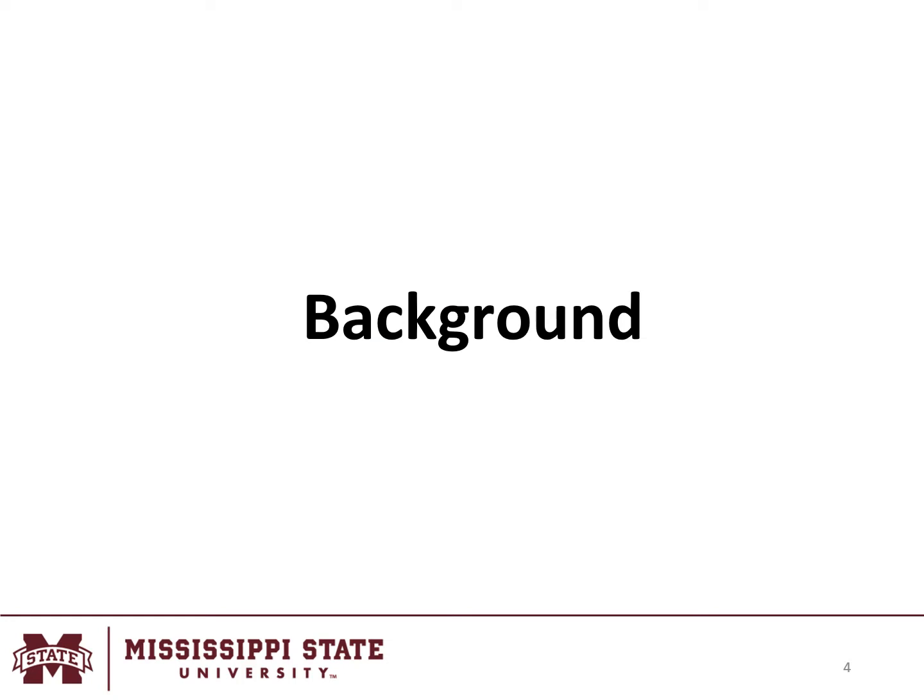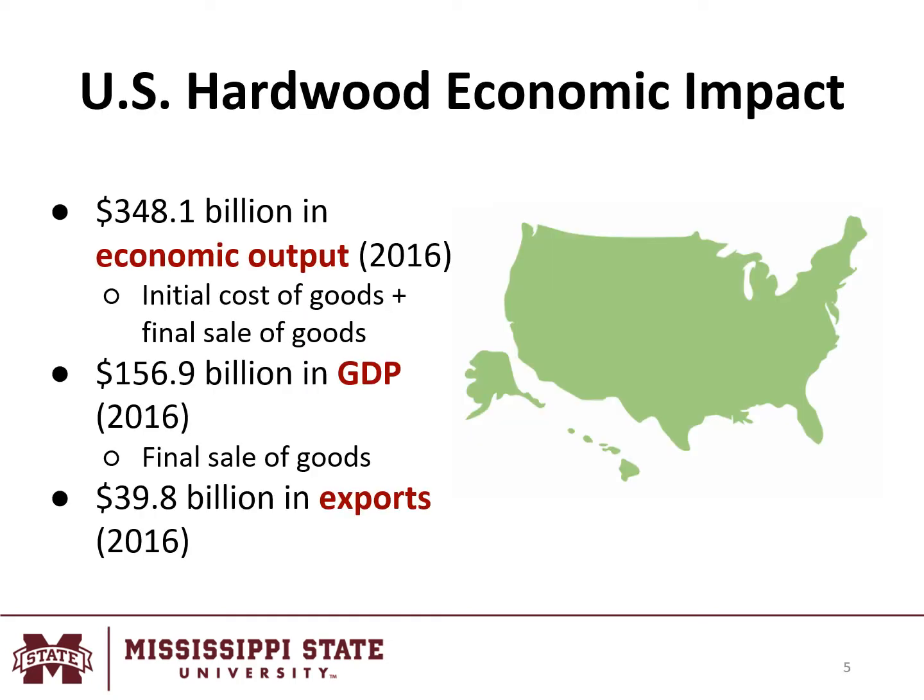I would like to begin by highlighting some background information for this project. The United States hardwood economic output was a little over $300 billion in 2016. This economic output includes the initial cost of goods plus the final sale of these goods. The gross domestic product in 2016 was $156 billion, and this includes the final sale of the goods only. The export was right at $40 billion.